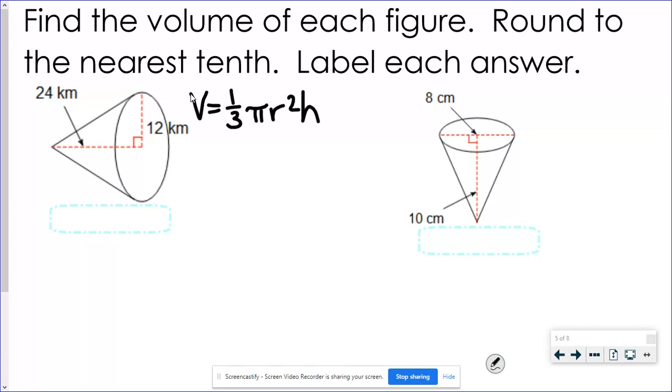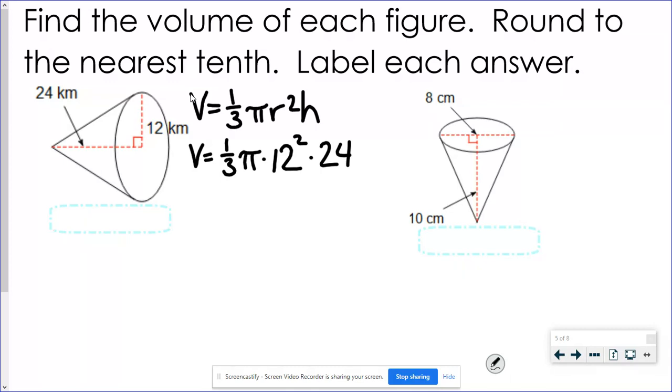The pi r squared h is the same as the cylinder. The 1/3 is because it comes to a point, it's a cone. So my volume is going to be 1/3 pi, the radius is 12, that's going to get squared, and the height is 24. Now, I have talked a little bit about doing some simplifying. Like I could take that 1/3 and multiply it by the 24 to get an 8 right there. However, you cannot use the 1/3 with the 12 because the 12 has to get squared first.